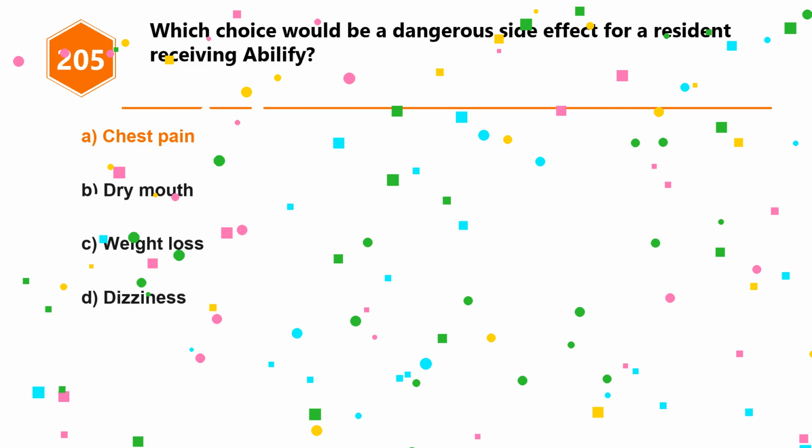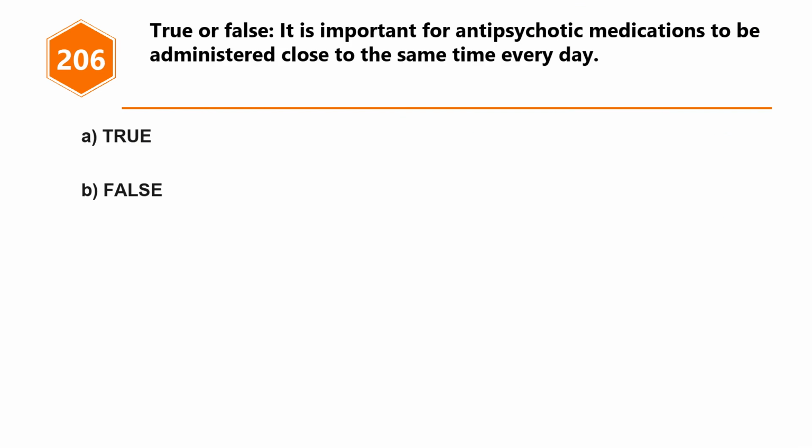The correct answer is option A, chest pain. Question 206. True or false, it is important for antipsychotic medications to be administered close to the same time every day. Option A, true. Option B, false.